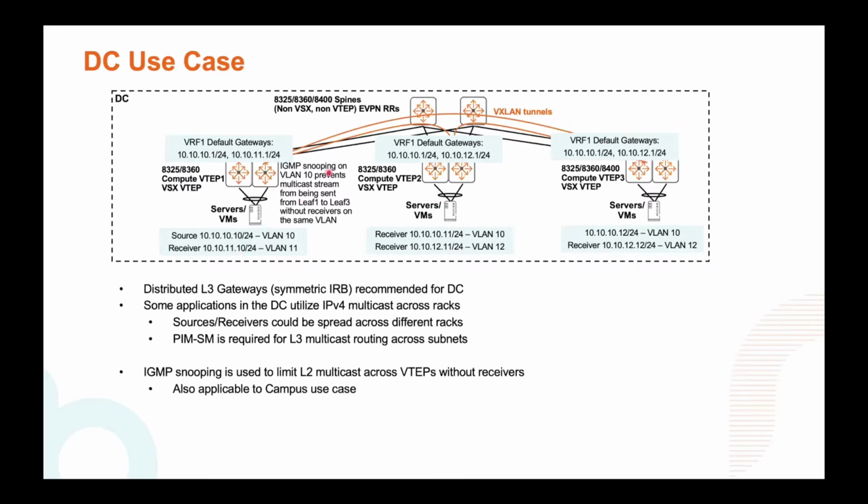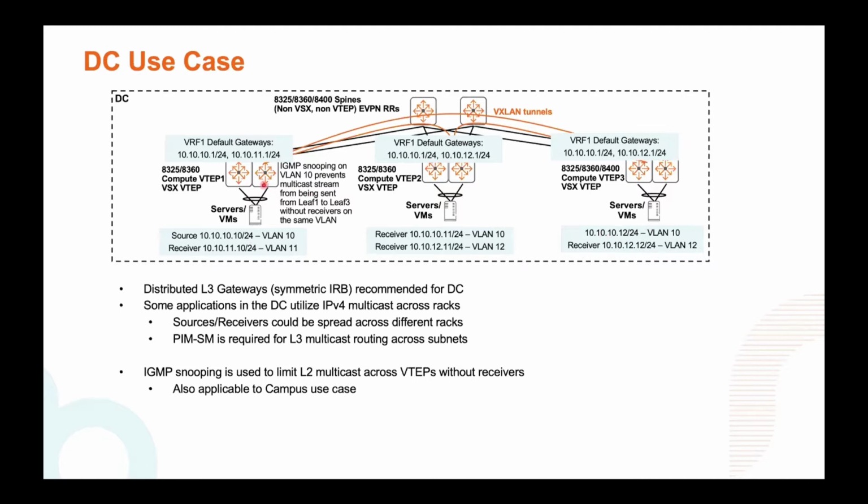So let's talk about this IGMP snooping. It basically is used to limit L2 multicast across VTAPs without receivers. By default, this is not enabled. So what happens is, if a source sends out traffic on VLAN 10, all other VTAPs with VLAN 10 will receive it. That's without IGMP snooping. That's default. If you enable IGMP snooping on that VLAN, what happens is, if there's no receiver here, this guy is a host, but it's not a receiver.